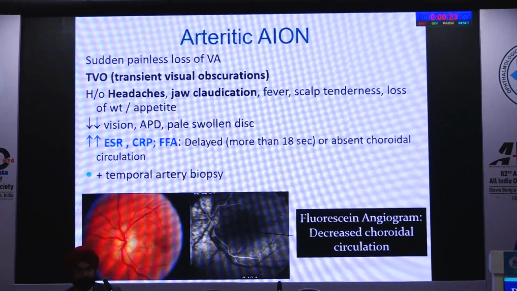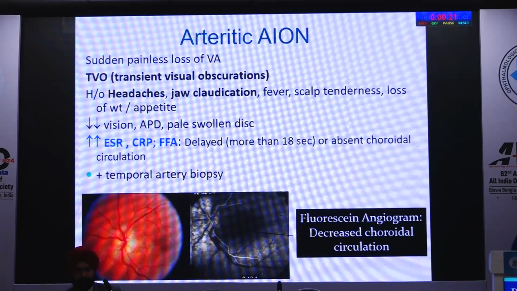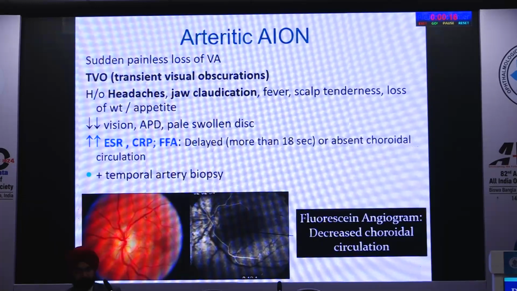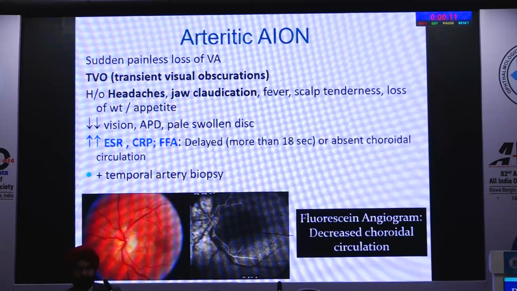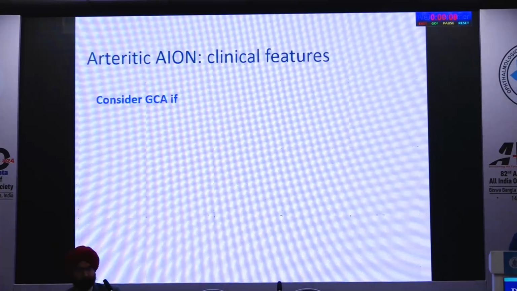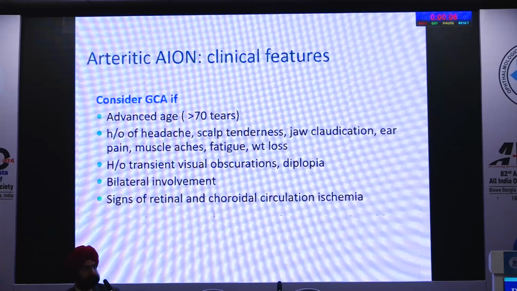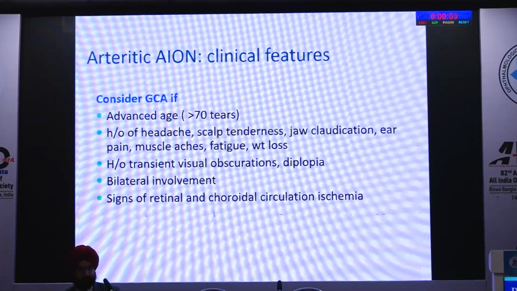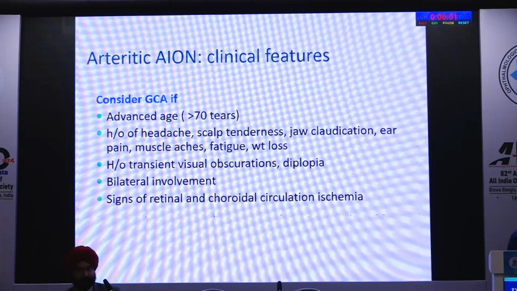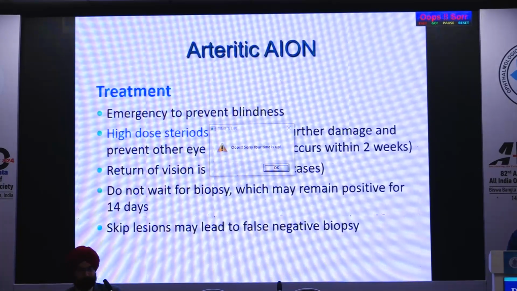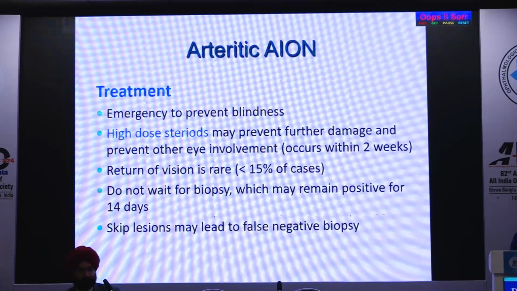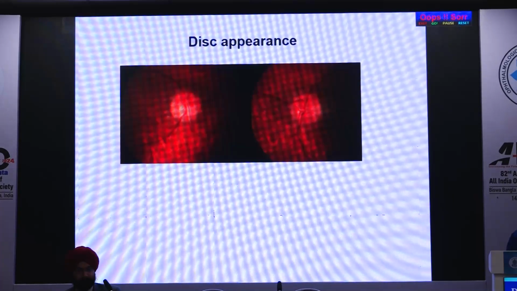If you suspect it, an ESR and C-reactive protein which are severely elevated would give us a suggestion, but any elderly patient with headaches, jaw claudication, sudden severe loss of vision, scalp tenderness, fever, loss of appetite, all these are suggestive. As I mentioned, in advanced stage, all these symptoms, initially transient visual obscurations, bilateral sequential involvement, all these are signs, and of course the most important thing is to manage it with high dose steroids urgently, immediately. So that's why arteritic becomes important.